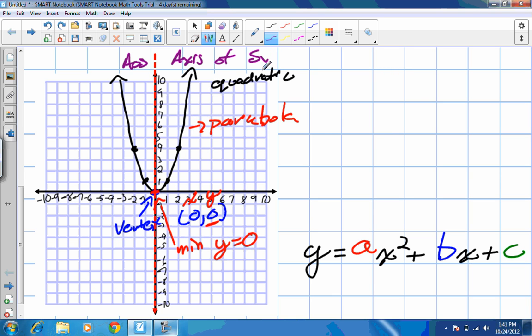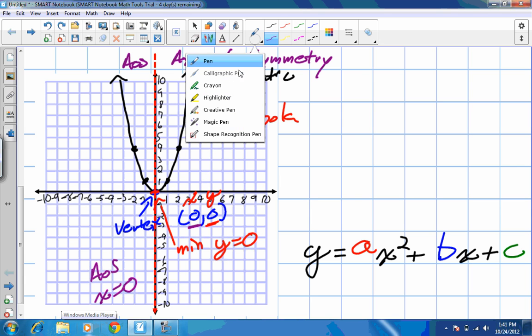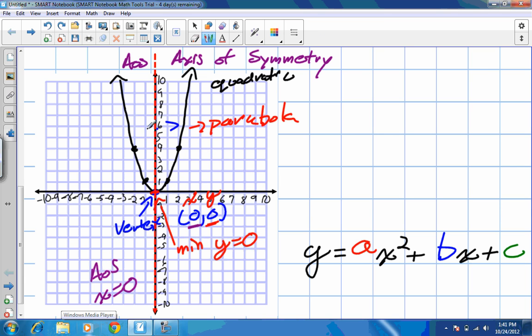The axis of symmetry is what the x value of the vertex is. So what is the x value of this vertex? 0. So the axis of symmetry, or the AOS in this case, is x is equal to 0. And the AOS is always a vertical line, cutting right through the middle of it, so that the parabola is symmetrical on both sides of this axis of symmetry. That covers the minimum and the vertex.